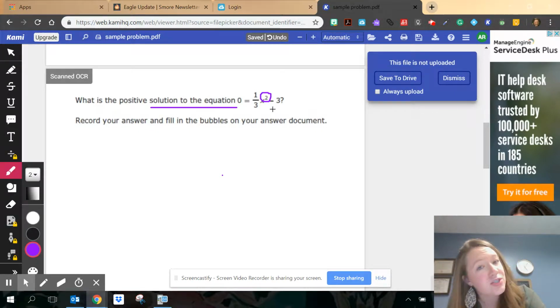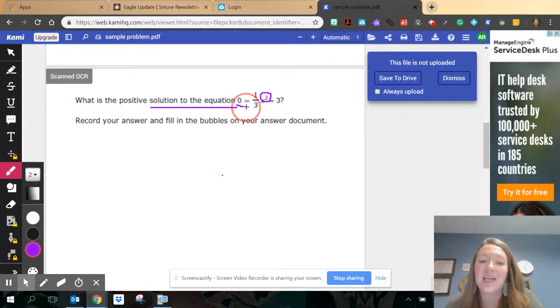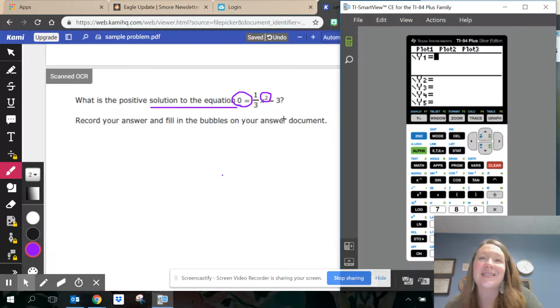Another word for solution, we reviewed this last week when we're dealing with quadratics, is a zero. So that's going to help us because on our calculator, we can find the zeros. Let me show you what I mean. If you open up your calculator and go to your y equals, we're going to type in this equation here. I'm going to type this equation as is because it's equal to 0.